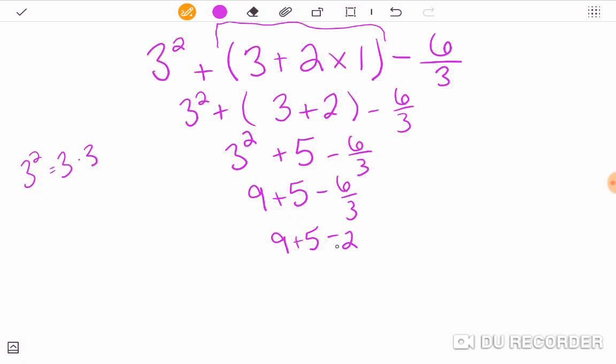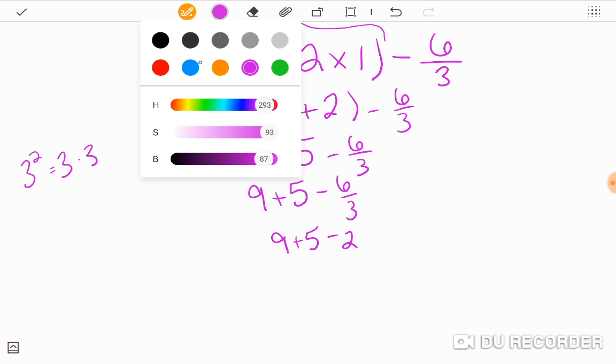Do we have parentheses? No. Do we have exponents? No. Do we have multiplication? No. Do we have division? No. Do we have addition? Yes. Now, we have addition and subtraction here. There are 2 weird rules about PEMDAS, and a lot of students forget about this.